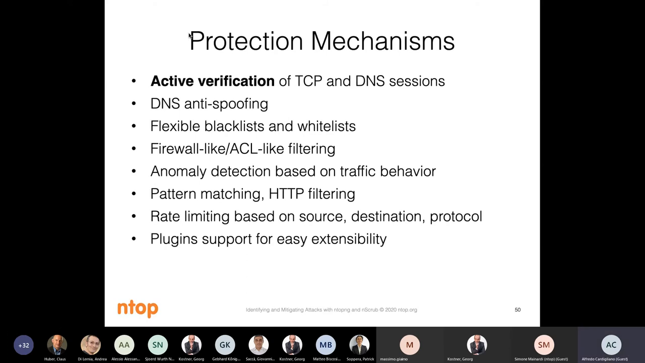NSCAP also supports blacklisting, whitelisting, filtering, like ACLs, so you can drop or discard or accept based on the protocol, on the port, or, I don't know, ICMP type. NSCAP can do pattern matching. So for instance, you can filter HTTP based on HTTP requests or the HTTP headers. It supports rate limiting based on source, destination, protocol. And as I said, you can extend it with plugins.